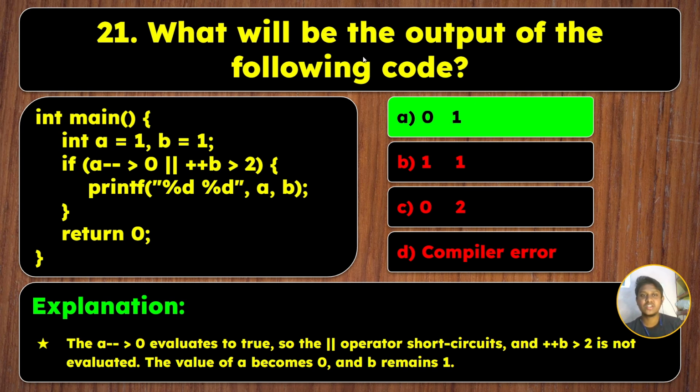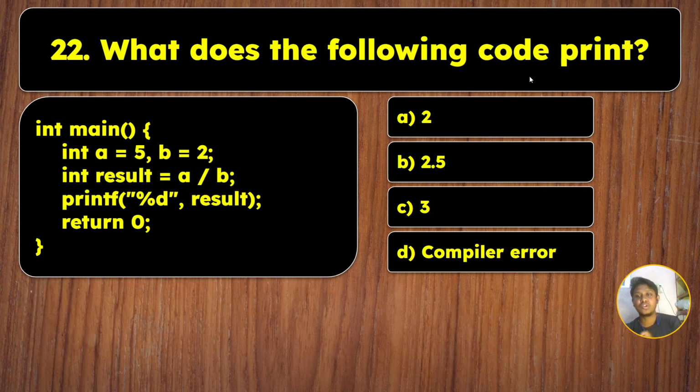Let's jump to our next question, which says, what does the following code print? Inside the main method, we have int A as 5, int B as 2, and int result equal to A divided by B. After that, we are simply printing the result variable. You can guess the correct answer down below. Here we have four options. Option A says 2, B says 2.5, C says 3, D says compiler error.